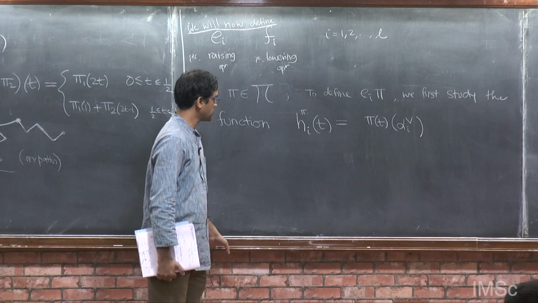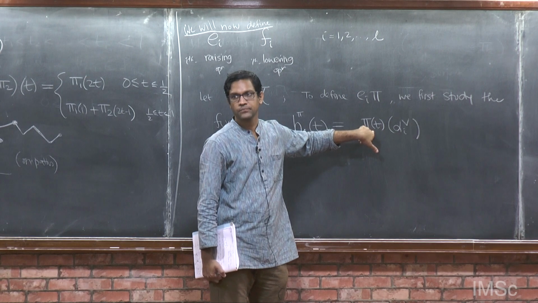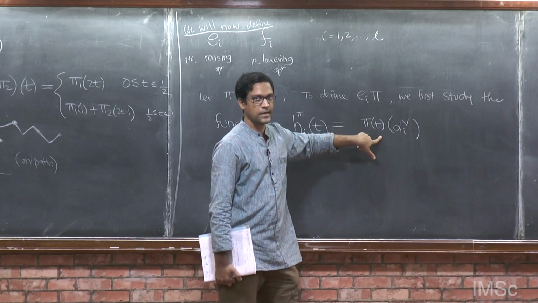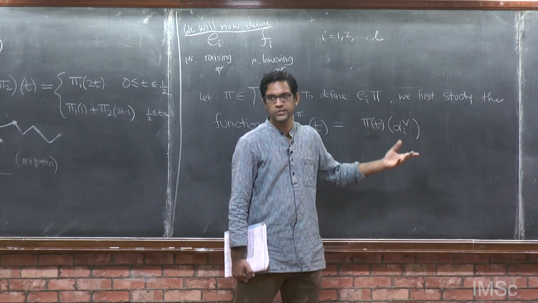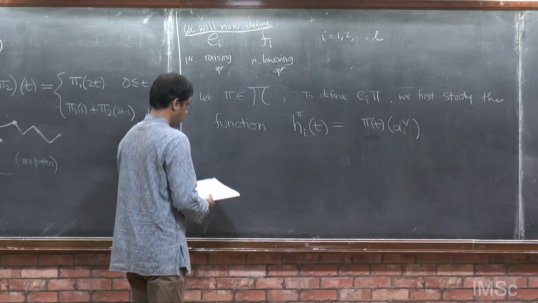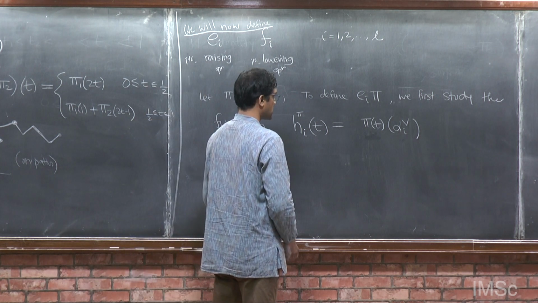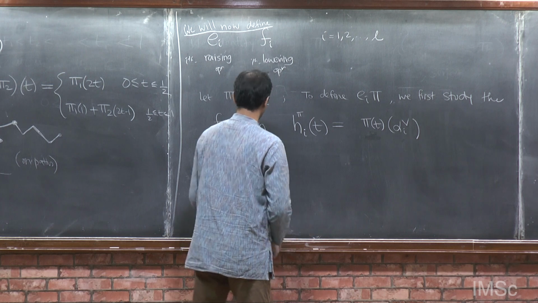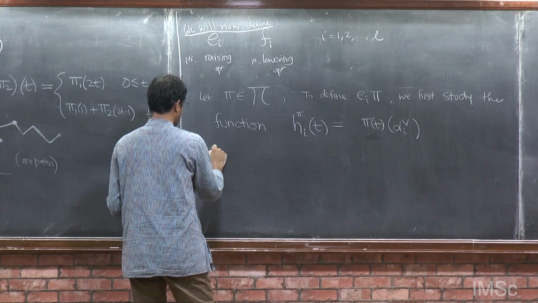So what is this function? First, how does it make sense? Pi of t is an element of h star, right? So it's an element of the dual of the Cartan. Alpha i check is an element of the Cartan. So it makes sense to evaluate this on that, pi of t of alpha i check. Now, what sort of function will this be? First thing, this will certainly be a piecewise linear function. So what are the obvious properties of h_i pi? This will be piecewise linear.